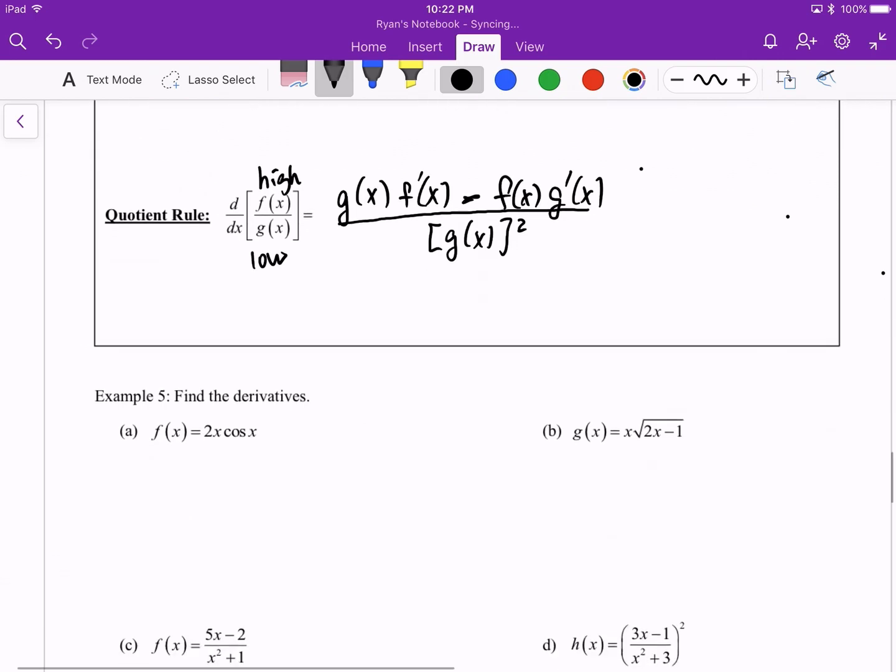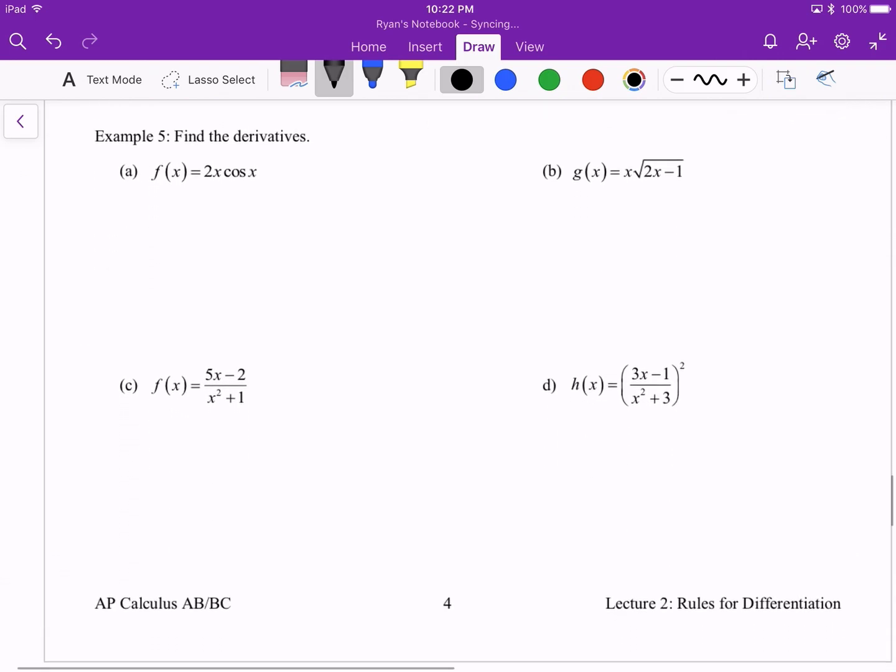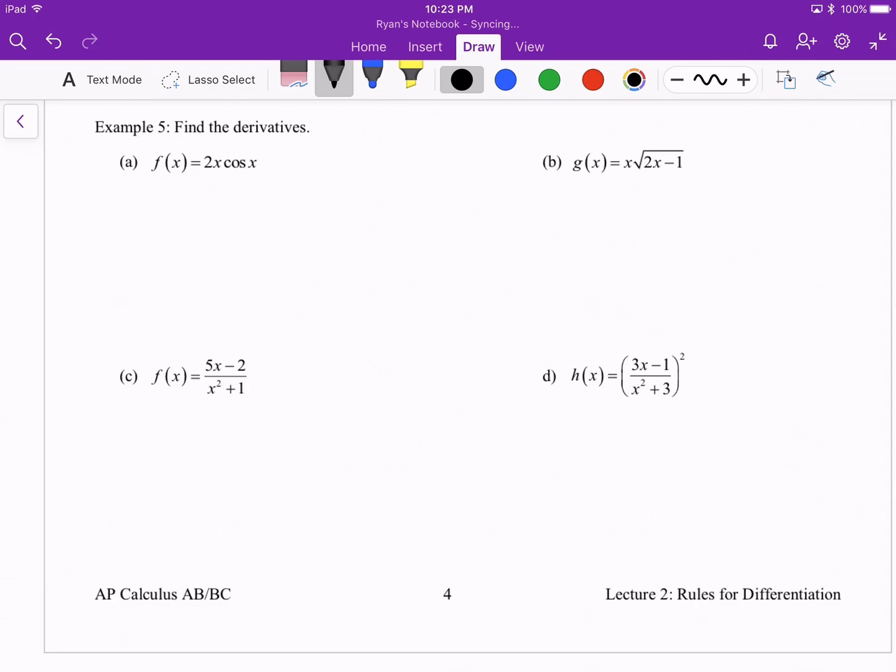Okay, so low d high minus high d low all over low squared, and make sure that you have it memorized at some point. Okay, so example 5, we're going to utilize the product and the quotient rules in order to find some derivatives. So the first problem says 2x times cosine of x. So hopefully you notice that the 2x is the first function, cosine of x is the second function. So in this case, we are going to use the product rule because this is a function multiplied by another function, 2x times cosine of x.